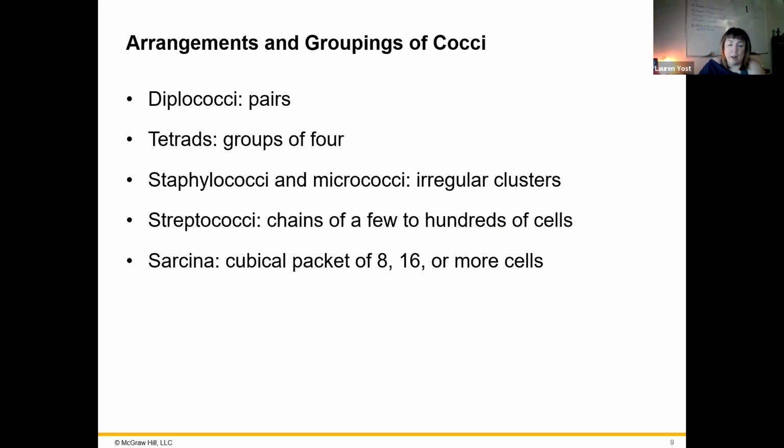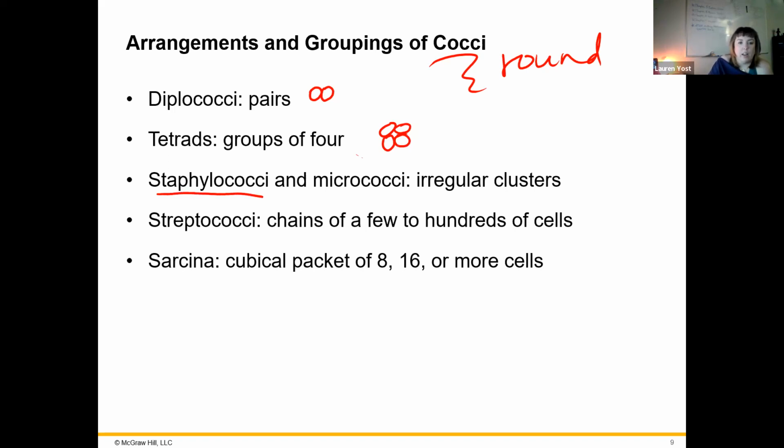You can also have arrangements of those cells. So if they occur in pairs, like just stuck to one another, if you had a pair of cells that kind of look like this, that's a diplococcus. So this is talking about arrangements of cocci. Specifically, these are the round cells. So you can have them stacked up in fours. So that's a tetrad.